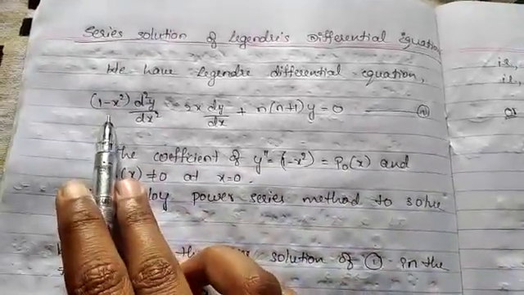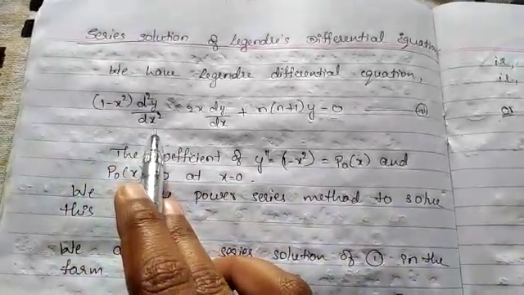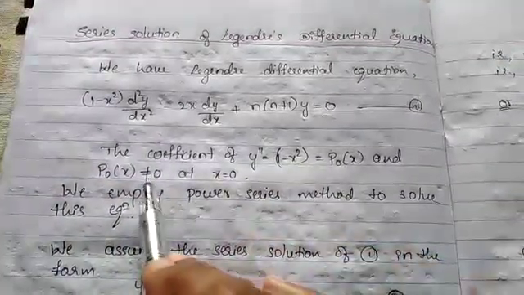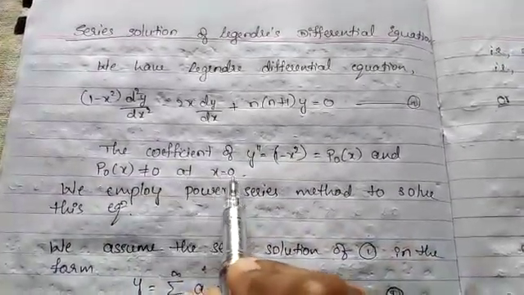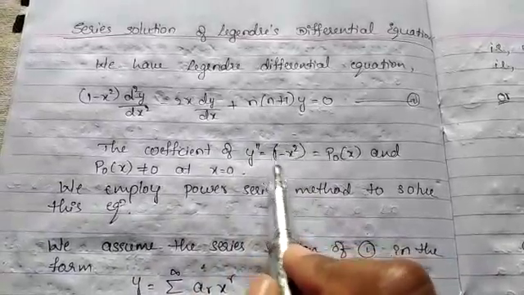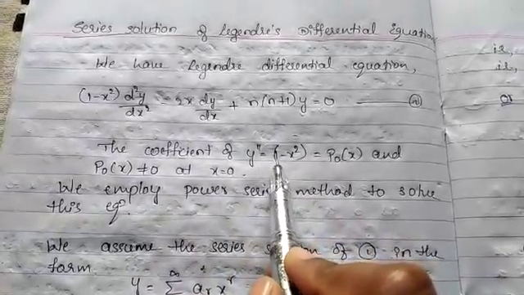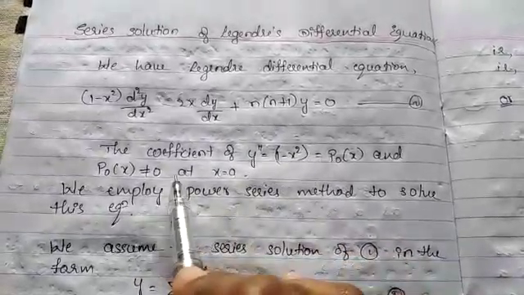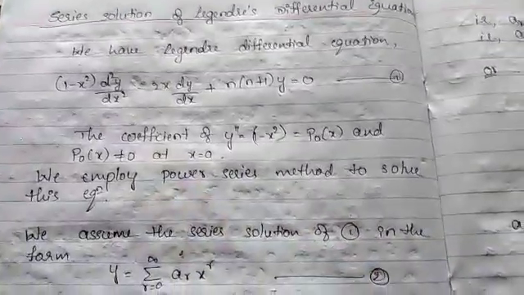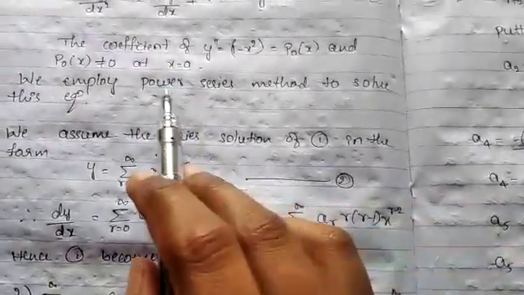P naught of x is the coefficient of d square y by dx square. It is not equal to 0 at x equal to 0. If you put x equal to 0 in this, then we get 1, which is not equal to 0. Therefore, we use the power series method to solve this equation.